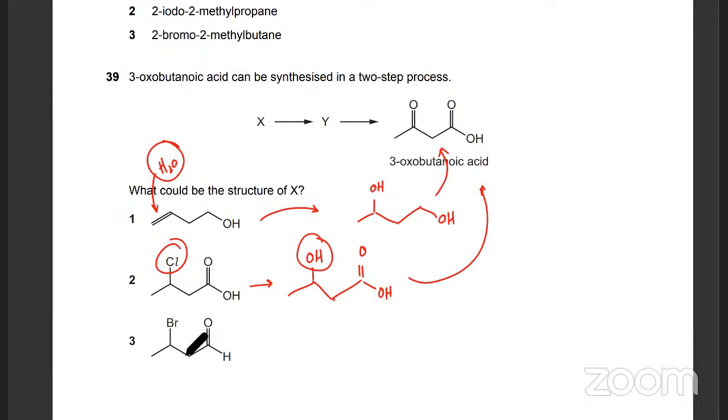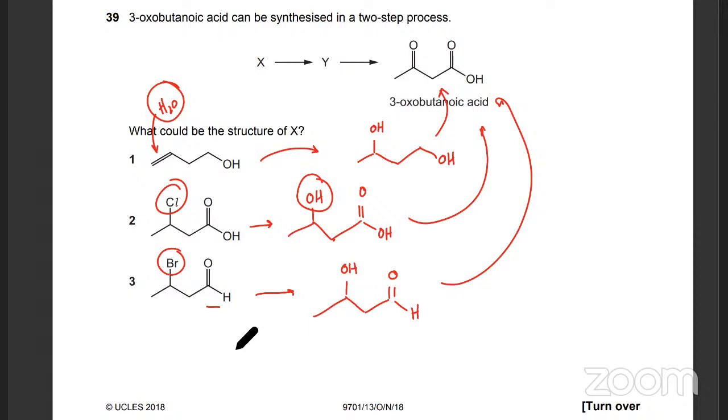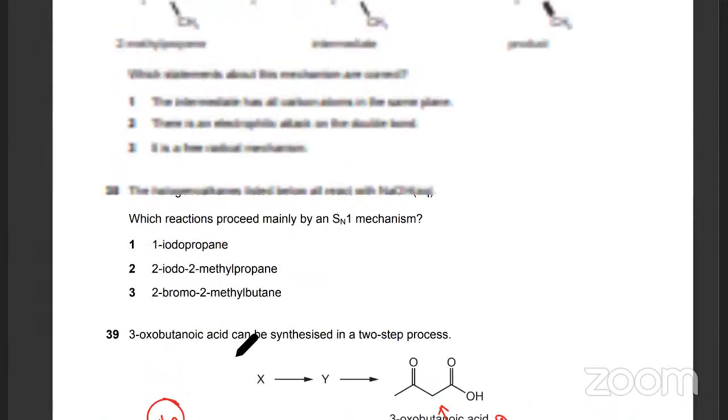What about this one? Can you do this in 2 steps? They're pretty much the same. It's kind of the same, except you have an aldehyde. So the first step would be the Br gets replaced by OH, and you have an aldehyde. But if you oxidize it, the aldehyde would also turn into a carboxylic acid, and this side will turn into a ketone. So all three are correct. Here, all three of them are correct.